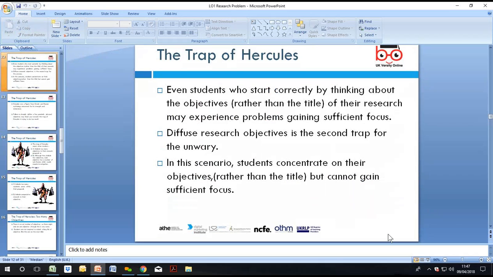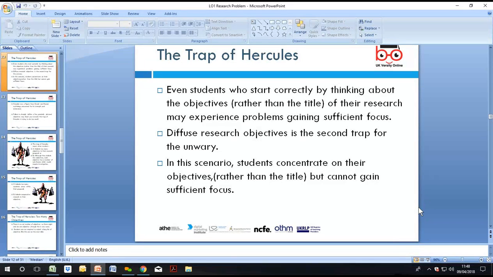The Trap of Hercules. Every student who starts correctly by thinking about the objectives rather than the title, yeah, the objectives may be to find out something or to get information on something, to prove whether it is improving or going worse or whatever. For instance, I'm trying to give you, the increase in learning by this method against the learning done conventionally on a school basis.